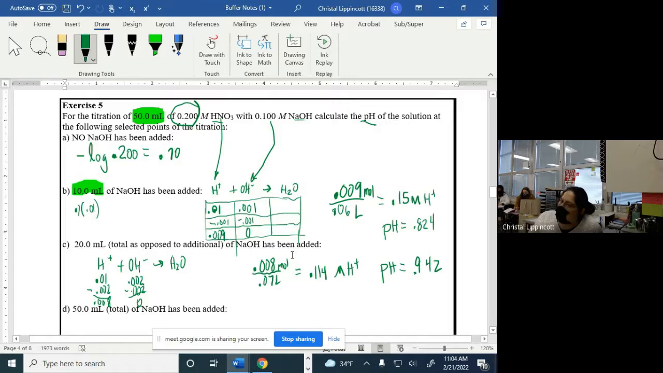So what does it mean, total as opposed to additional? Like adding 20 as opposed to additional. What's the difference? Total, if it was additional, then we would be at 30 mils of NaOH. So if it was additional, then we would have added 20 to this 10 that we already had, but it's total, so it's 20 mils total. So if it was additional, we would add the 50, the 10, and the 20. And this here would be 0.03 instead, because you would have added 30 mils of this.